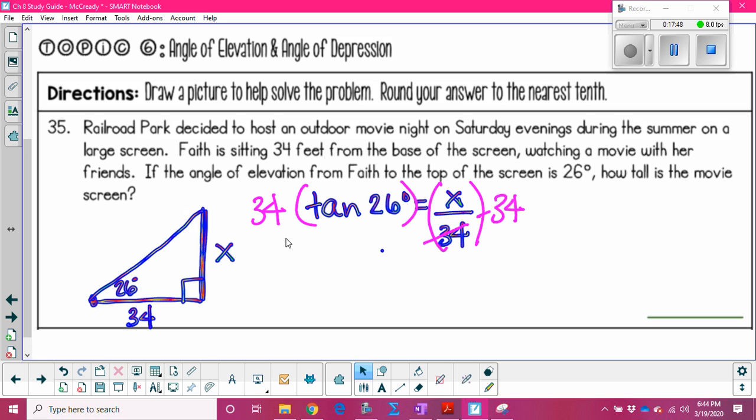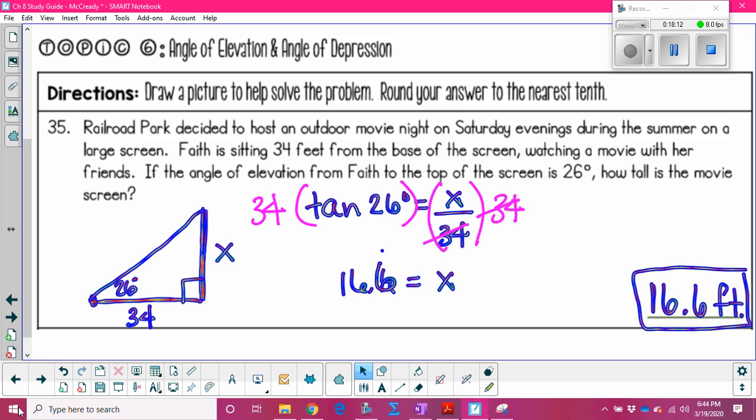Okay, so the 34s cancel over here, and you're left with this: 34 times the tangent of 26 degrees. If you put that in your calculator and round to the nearest tenth, you're going to get 16.6. So the movie screen is 16.6 feet. Don't forget your feet tall.